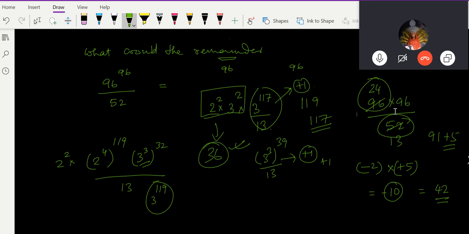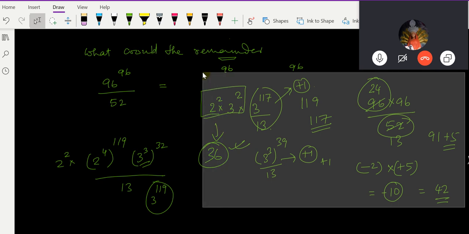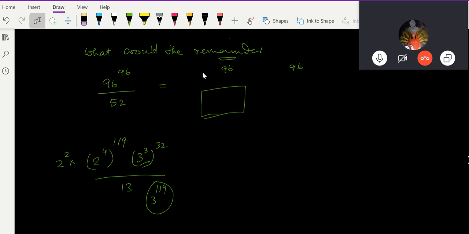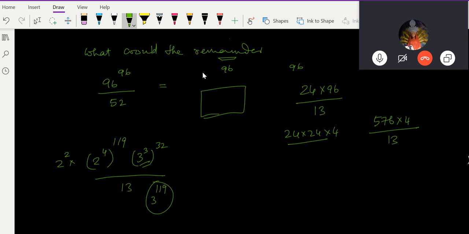Okay. We can test this out by actually calculating it also. If you want to test it out, 24 into 96 by 13, right? So that is 24 into 24 into 4. 24 into 24 is 576 into 4 by 13, right?